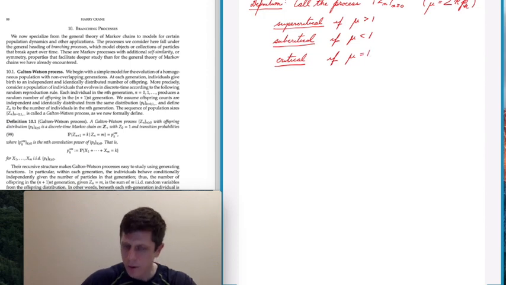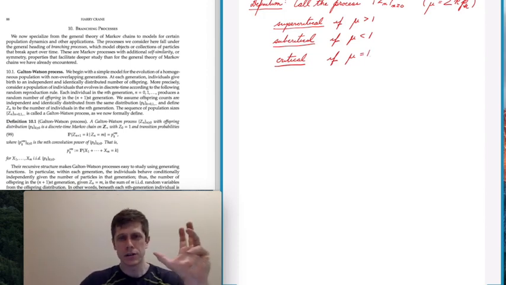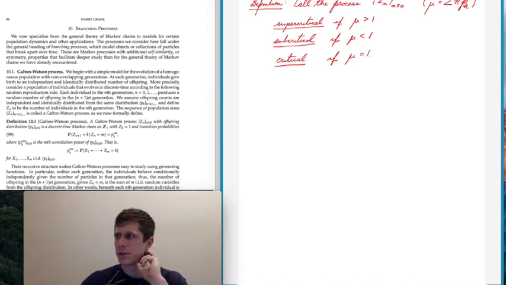and we call it critical if the mean is equal to 1. So we've already talked about the supercritical and subcritical cases. In the critical situation, we have 1 individual to start in the first generation. We have an expected number of offspring of 1. So there's 1 in the second generation, 1 in the third generation, 1 in the fourth generation on average. And so you can imagine, well, what's the probability of extinction in this case?